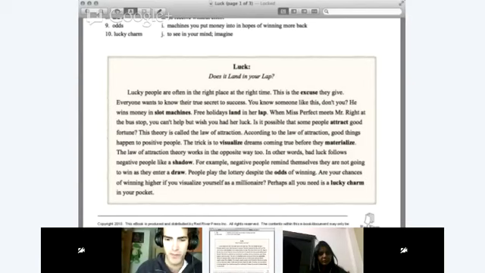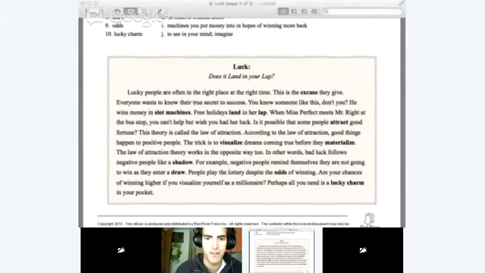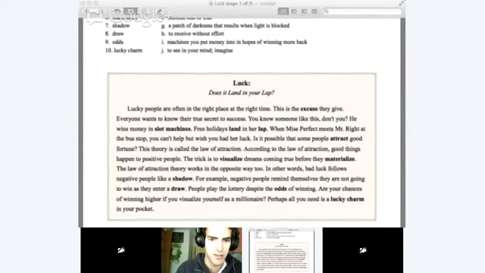What is lucky in your country? Good question. So it's lucky for us to carry a foot of a rabbit. Okay. Foot of the rabbit? Yes.